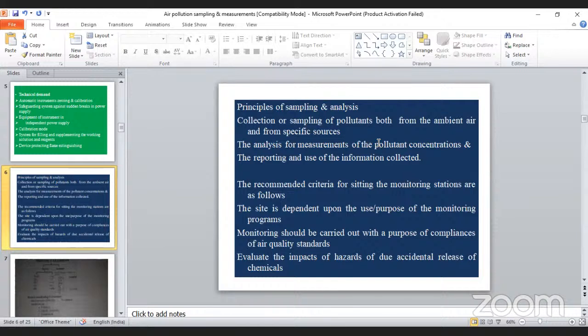What does the third point mean? The first two anyone can understand. Collection or sampling of pollutant from the ambient air or any point source, and analysis or measurement of the pollutant concentration at a particular place or location. And the third is we have to write the report based on the sampling and the analysis, and the very important use of the information collected.